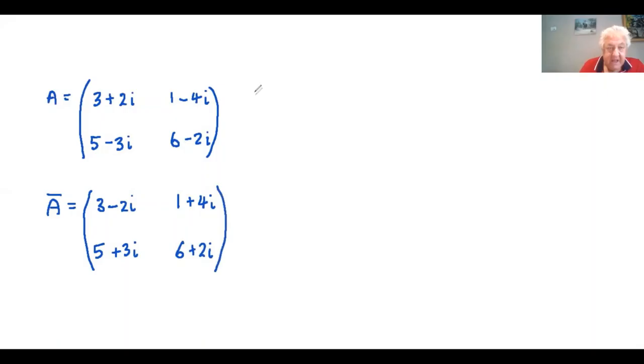Next, let's take the transpose. You may remember this from before. Take the column. First column becomes the first row. So 3 plus 2i, 5 minus 3i. Second column becomes the second row.